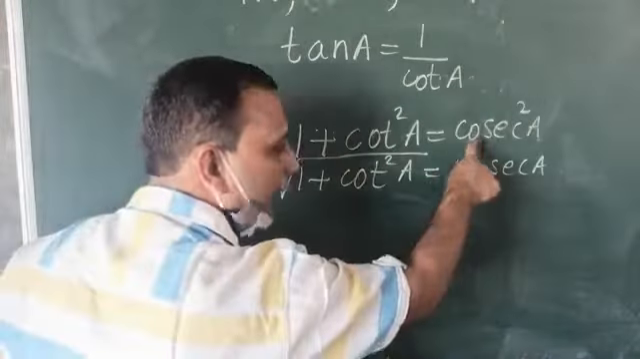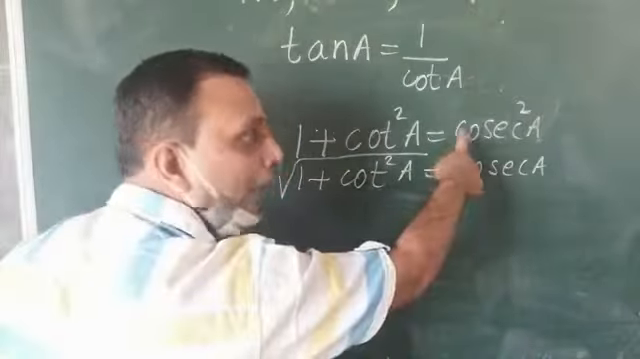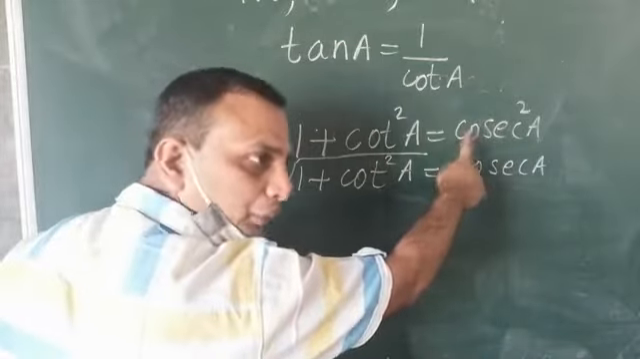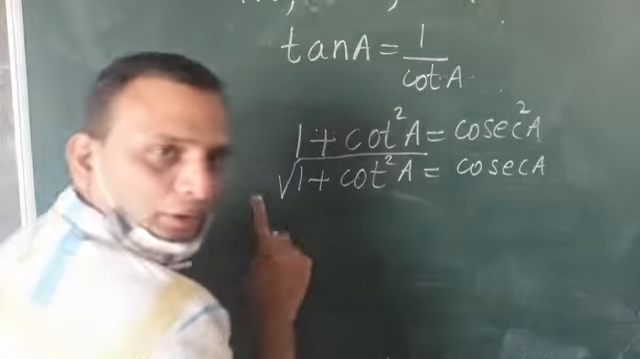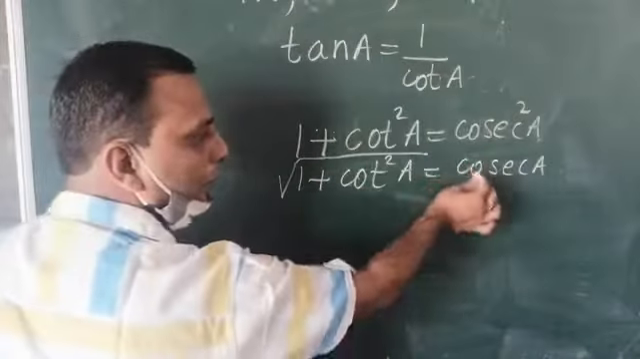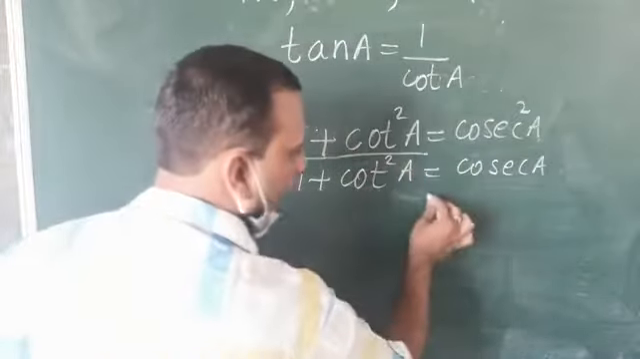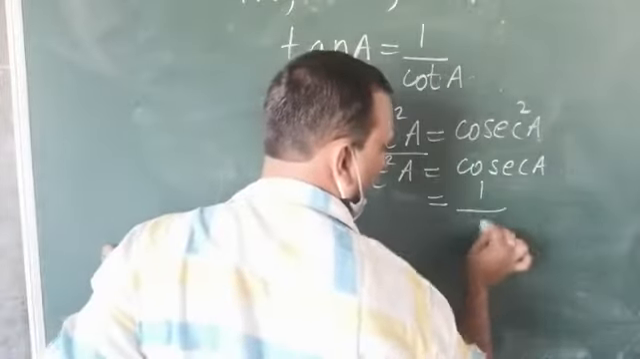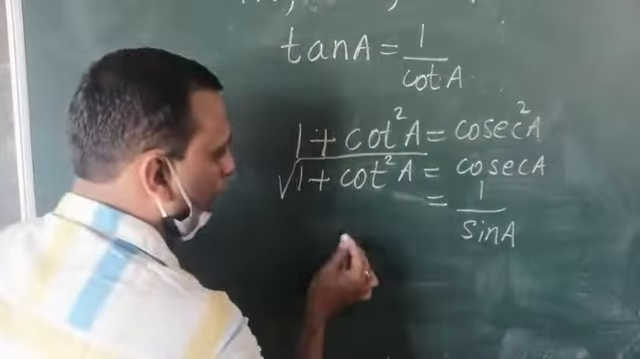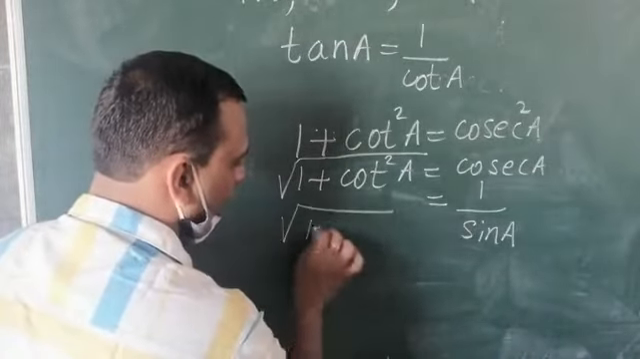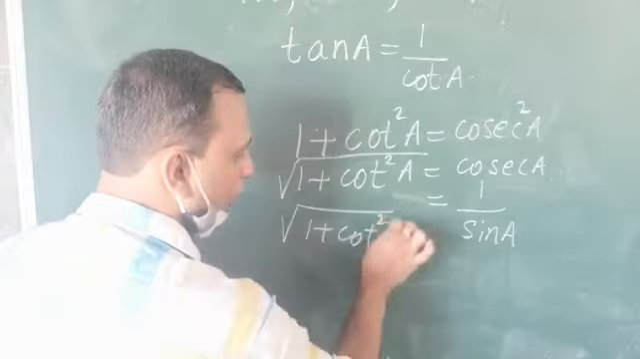1 plus cot square equal to what? Cosec square. Here square is there. I want to remove the square. So what I did here? Root I put. Understood? Yeah. Now 1 plus cot square equal to what? Cosec. In place of cosec, can I write 1 upon sin a? Yeah. 1 upon sin a equal to what then? Root of 1 plus cot square.